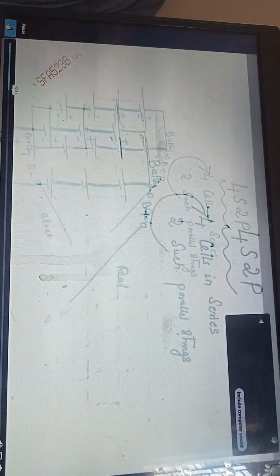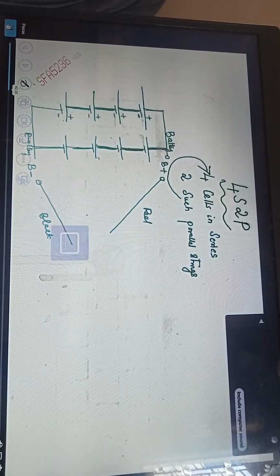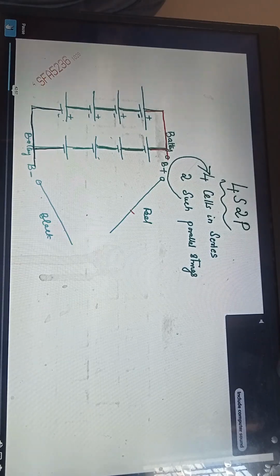Let me put another color so that you will see. This is red. Okay, and I'll put black. So this is the negative, and this is also negative. So both are common to form B negative.